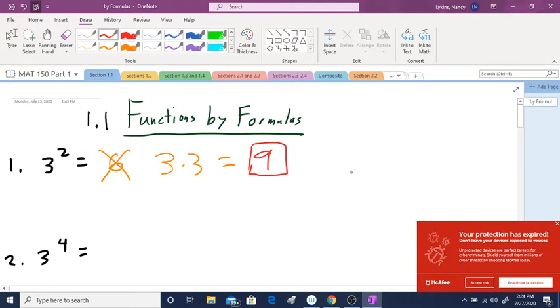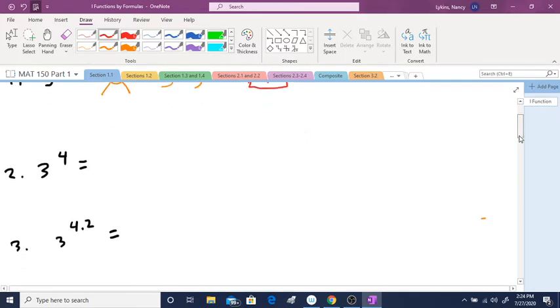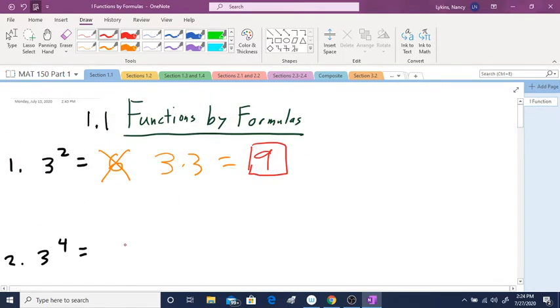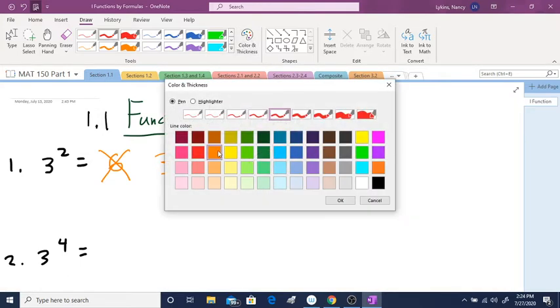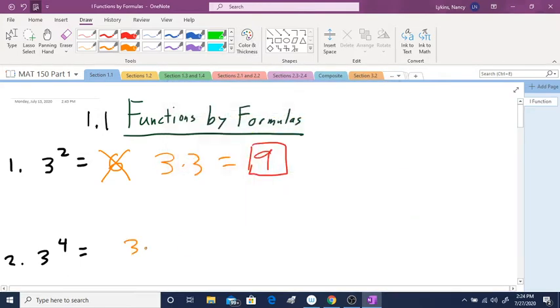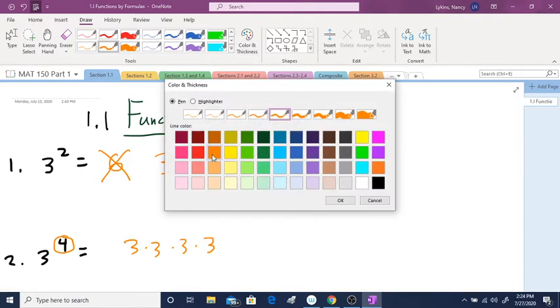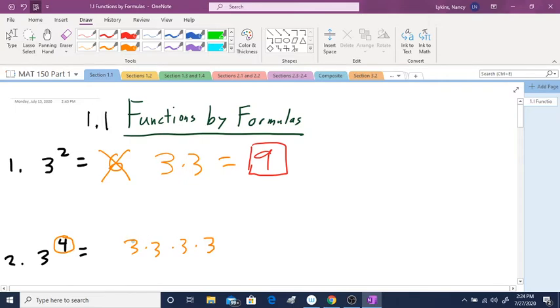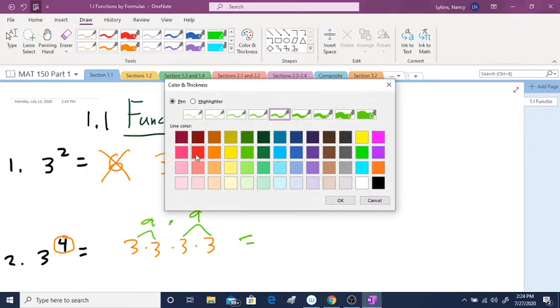Now, let's take a look at 3 to the fourth. This is saying 3 times 3 times 3 times 3. Notice, how many 3's do I have? I have 4. That's what this exponent tells me. If you don't have a calculator, just do this. What's 3 times 3? It's 9. And we're multiplying, so 9 times 9 is 81.